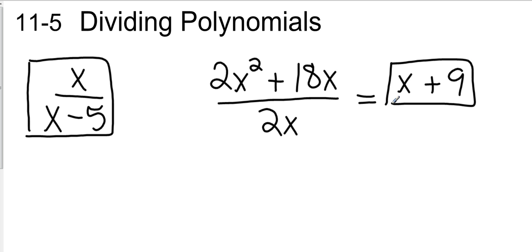Again, the difference in the two is that the one on the right can go into both numbers. The one on the left cannot. Okay, the x could go into the x, but it's not going to go into the -5. And so that's the difference in dividing polynomials today. So let's do another example.